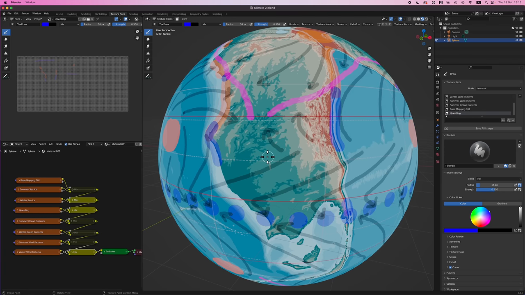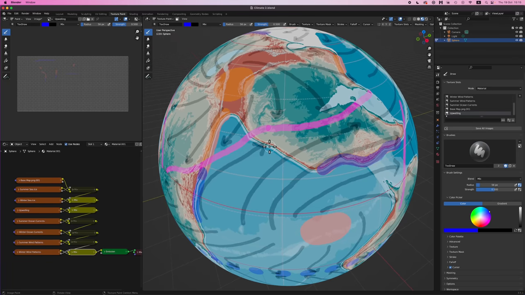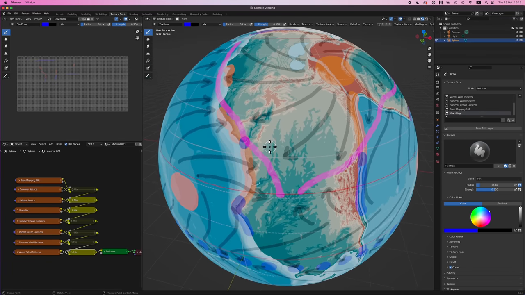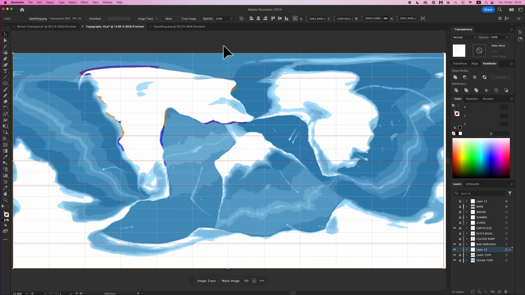There we go. That is, I think, the continent of Esri, its various upwelling zones. Done. All right. That looks pretty sweet. Now we just got to do the entire planet. Time-lapse mode engaged.